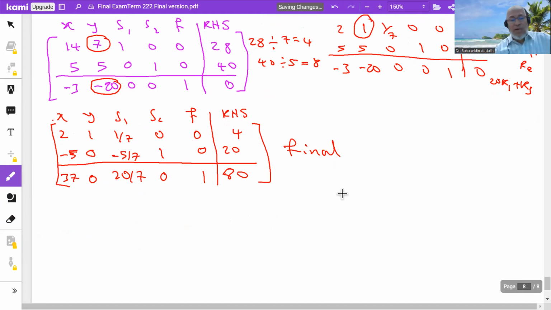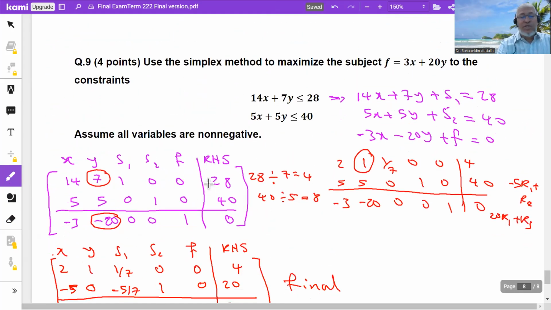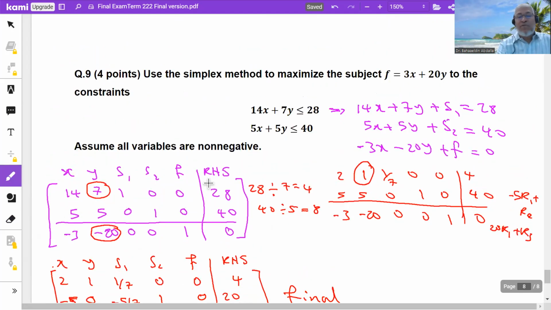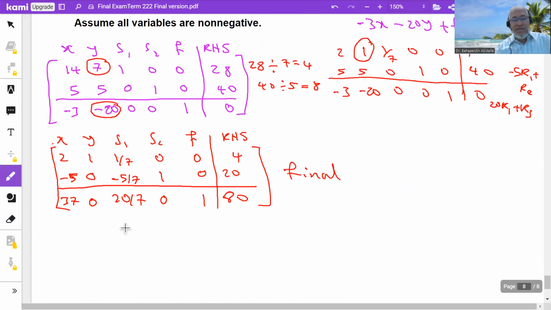And from this tableau, I can answer the question. The question says maximize F. So the maximum value of F would be, we put S1 0, we put X 0, because they don't have 1, 0, 0 like Y and S2. We put them as zeros, so we find that F is 80. Here the coefficient of F is 1, so 1F equals 80. So the maximum value of F is the number here, which is 80.